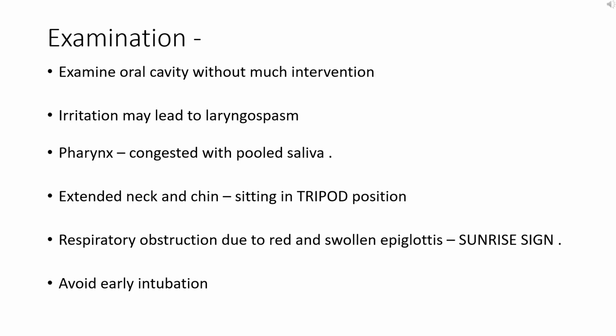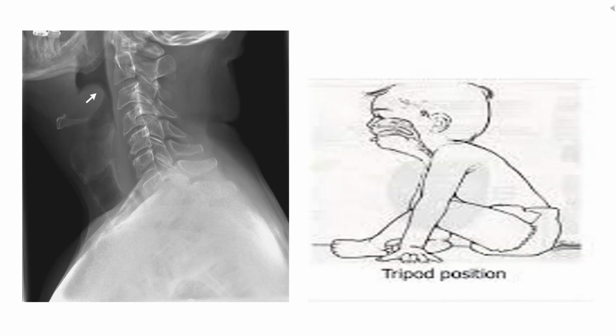Also, there will be respiratory obstruction because of the red and severely swollen epiglottis, that is characteristically known as sunrise sign. So we have to avoid intubation also. Basically, we have to secure the airway, but avoid early intubation. Prefer tracheostomy whenever possible.